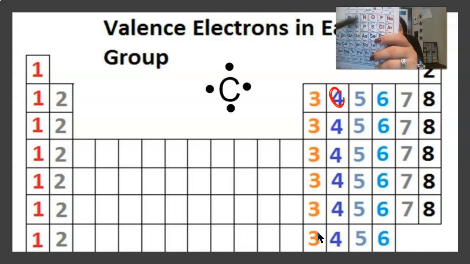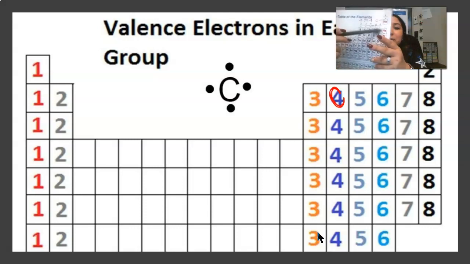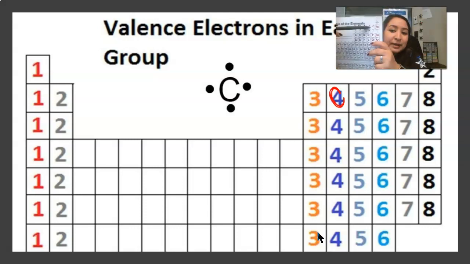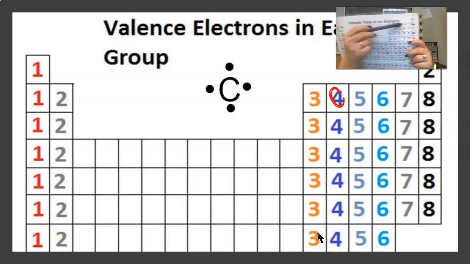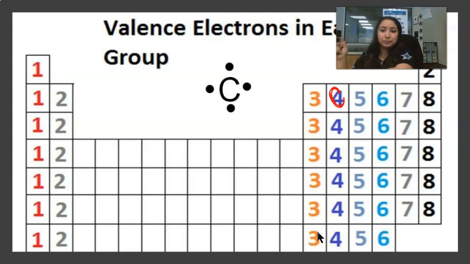Look at where carbon's at. Carbon's on the 4th column. They'll have 4, 5, 6, 7. All the noble gases have 8 with the exception of helium. Helium is the only one that does not have 8. It has 2. Okay.